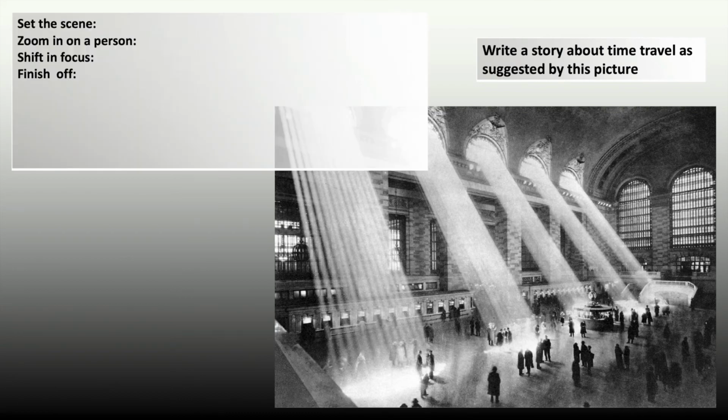Okay, so we've got 4 parts. We're going to set the scene, zoom in on a person, have a shift in focus, and then we're going to finish off. Nice and simple. I'm not going to write a full piece of writing here. I'm going to get you going with each section, and then if you want, you can expand on it and grow it yourself into a full piece of writing.